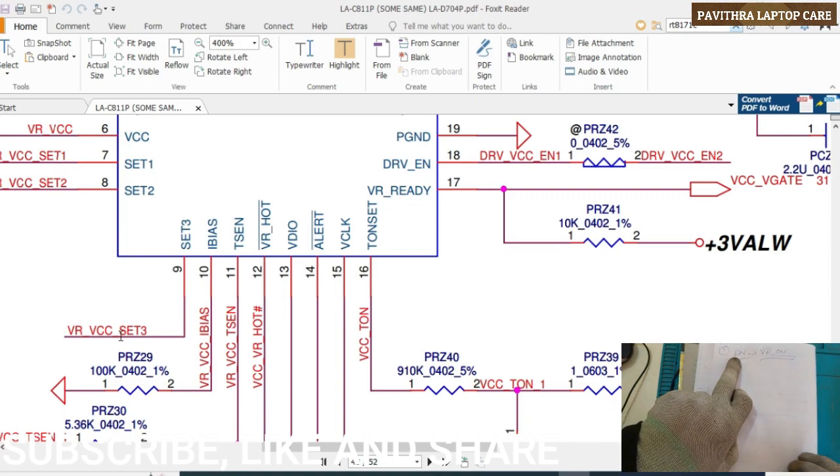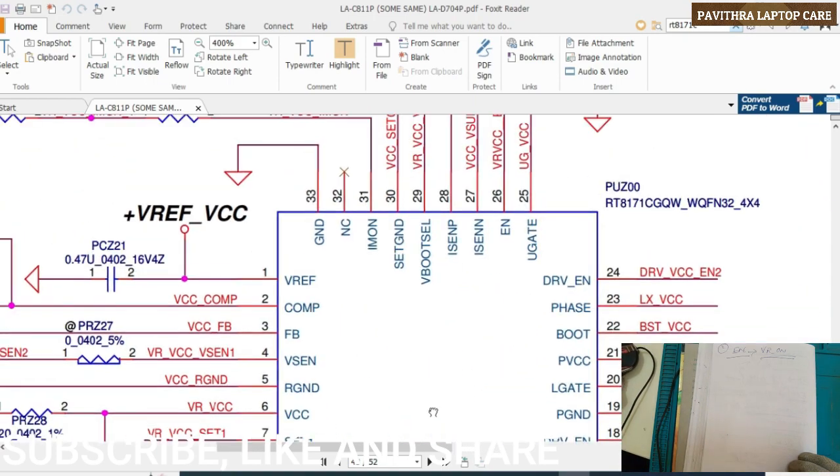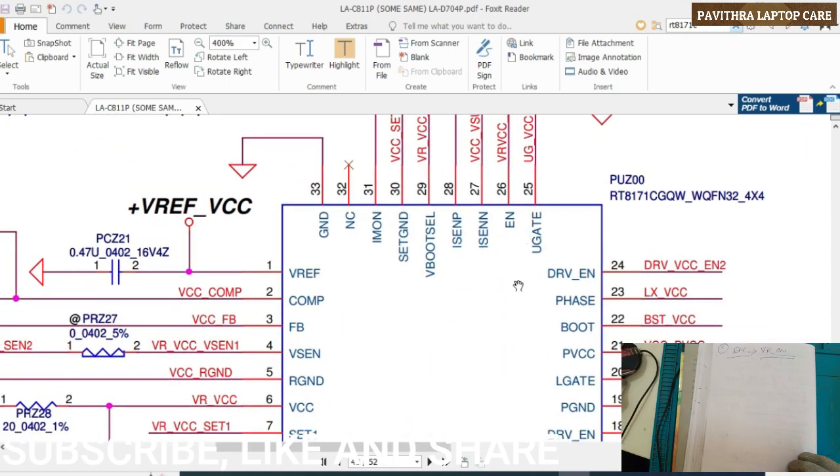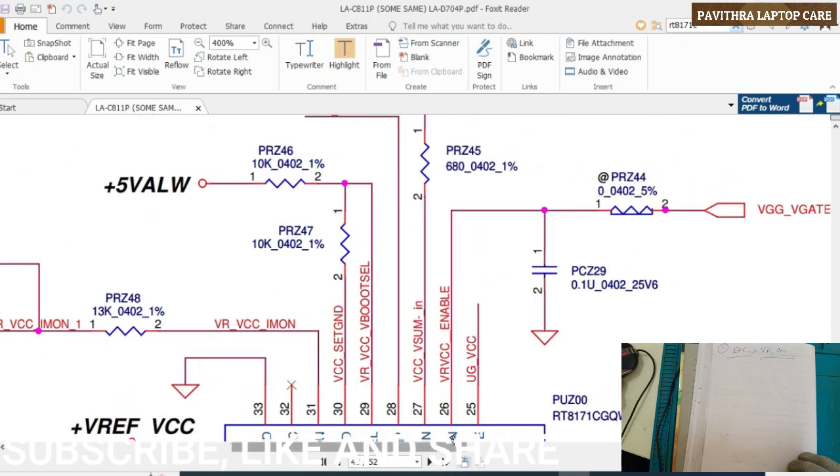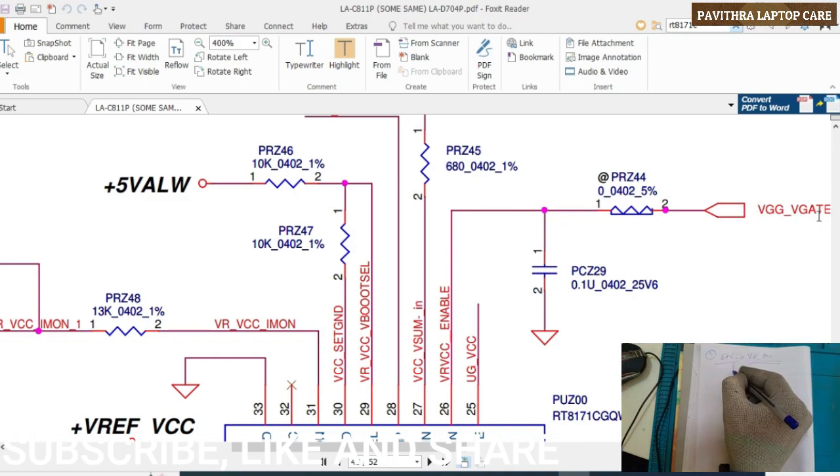Enable means you need to check enable. So what is it? VCC enable, VGG. It comes from VGG gate. Okay, see, this one is most important. The name is VGG_VGate. V gate. Important thing. Very important signal.